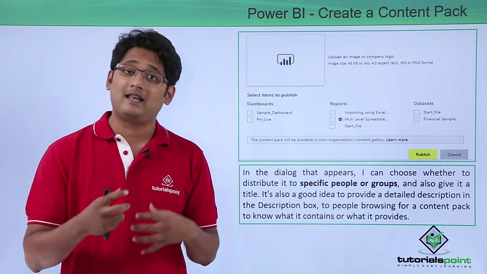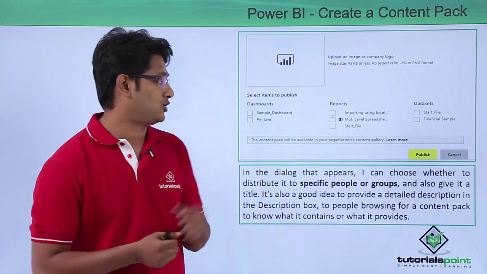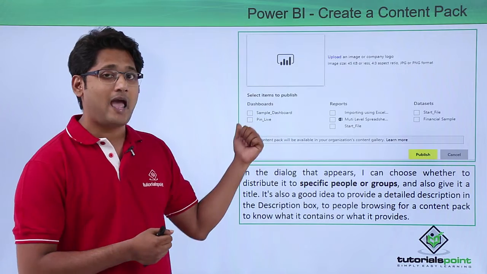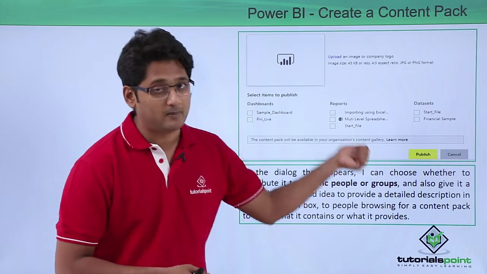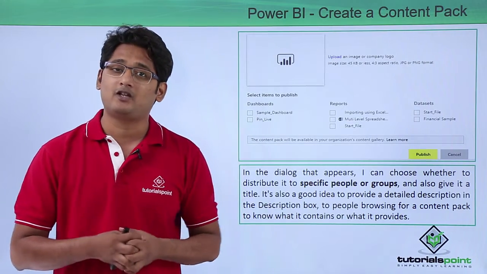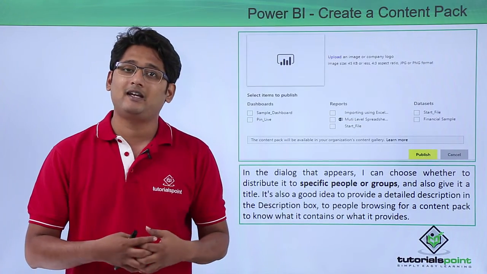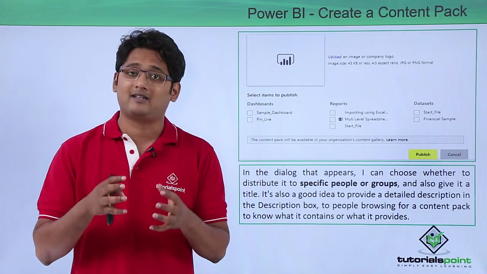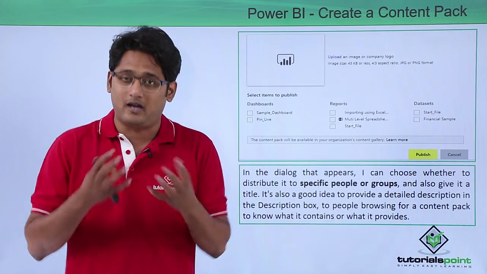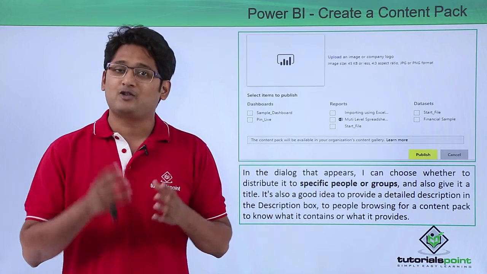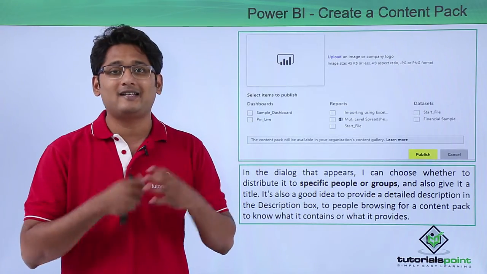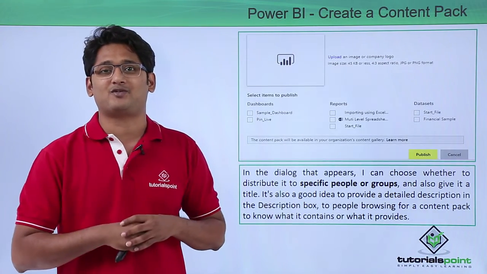So you can upload any image there, and the next thing it will ask you is to select the item that you would like to publish. Here you can see your dashboards, and you can simply select a dashboard and click on publish. The moment you click on publish, your content pack will be created and anyone can access it. If you are using it for the entire organization, it can be accessed by everyone. So let's go ahead and see how to create this content pack in our practical approach.